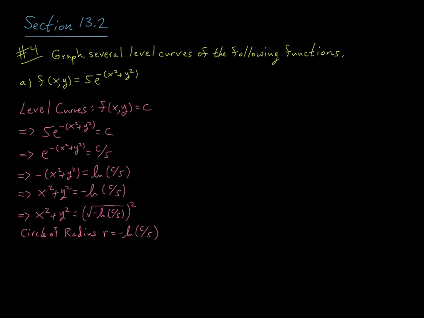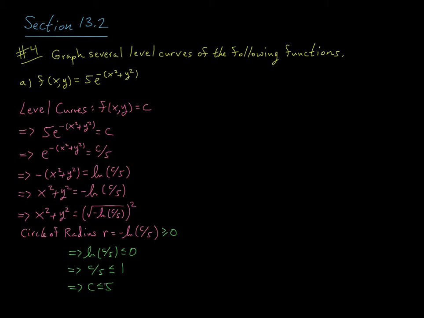One comment here before we go to graph these things. In order for this expression for our circle to give us something real valued, we need the thing inside that square root to be non-negative. Now, what exactly does that imply about c? Well, if I multiply both sides by -1, that's saying that the log of c over 5 would be less than or equal to 0. Now exponentiating both sides would say that c over 5 is less than or equal to e to the 0, which is just 1. And then moving the 5 over tells us that c is less than or equal to 5.